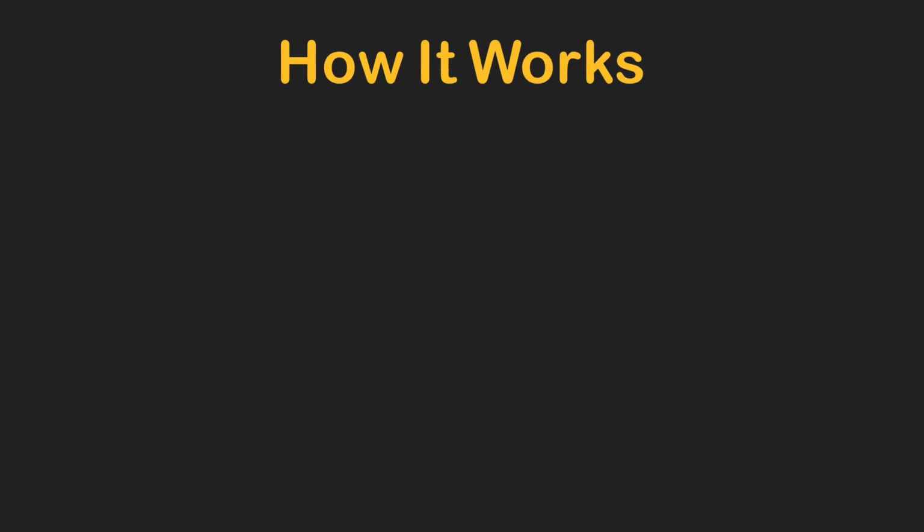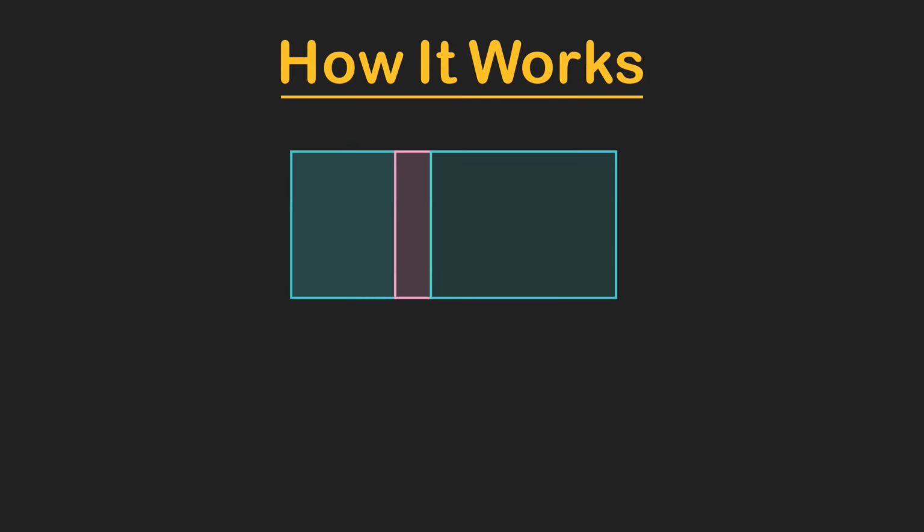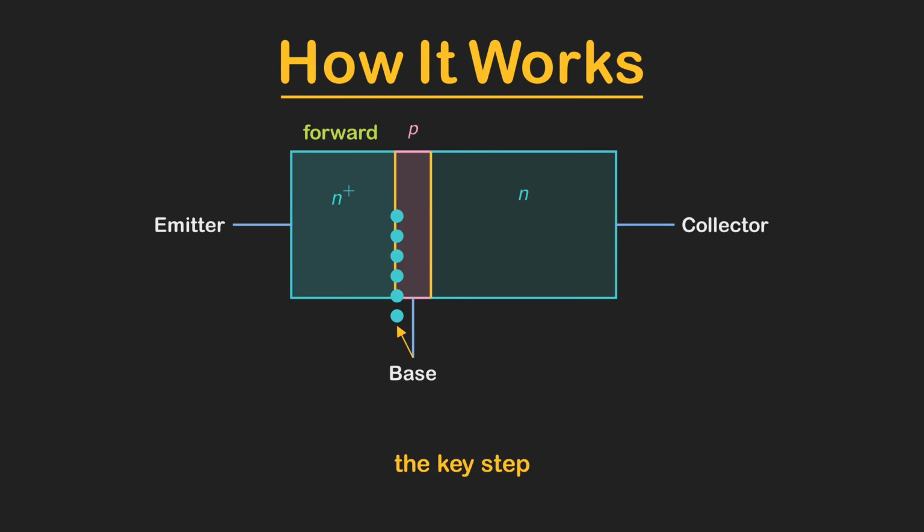With the structure in place, we can finally answer how it actually works. This is the heart of the whole device, so stay with me here. Start by forward biasing the base to emitter junction. The heavily doped emitter injects a flood of electrons into the thin base. And here is the key step. Because the base is so thin, almost none of those electrons recombine inside it. Before they get the chance, they reach the base to collector junction, which we are deliberately keeping reverse biased.